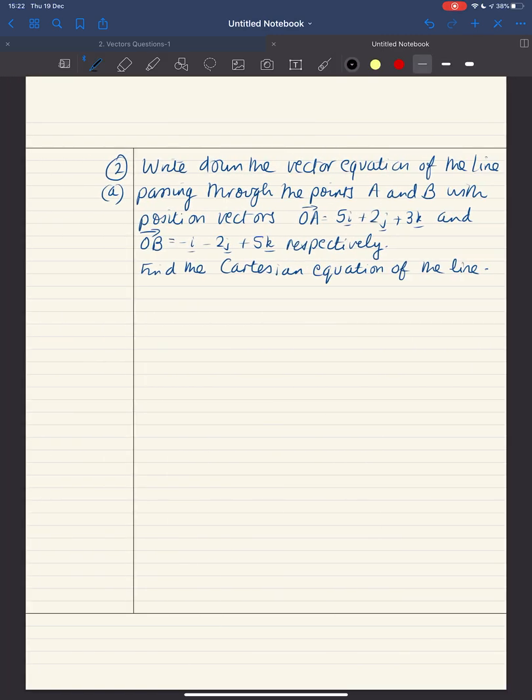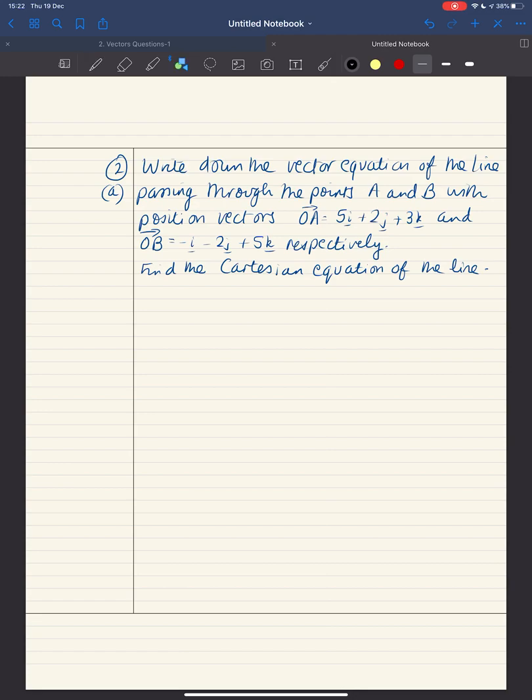Question 2. Write down the vector equation of the line passing through the points A, B with position vectors OA is 5i plus 2j plus 3k, and OB is minus i minus 2j plus 5k respectively. Find the Cartesian equation of the line.